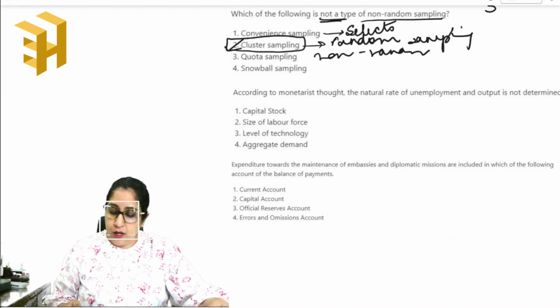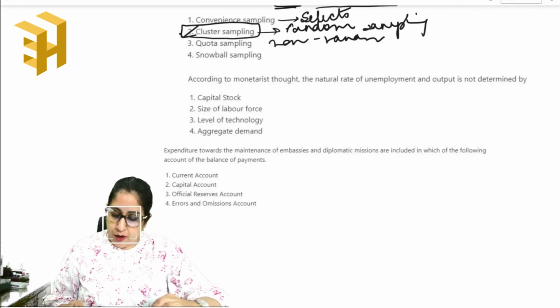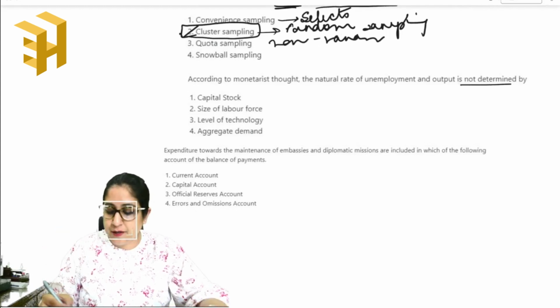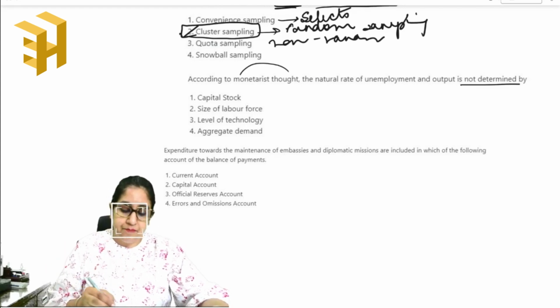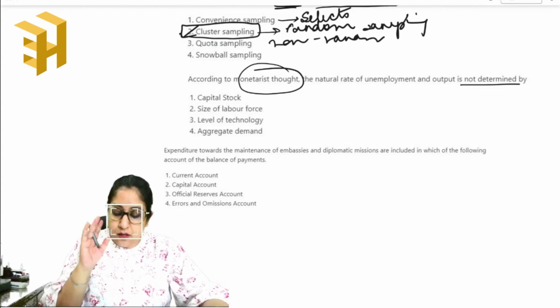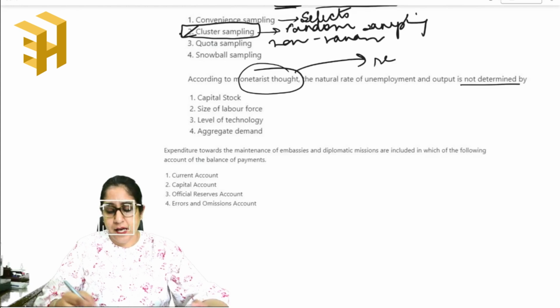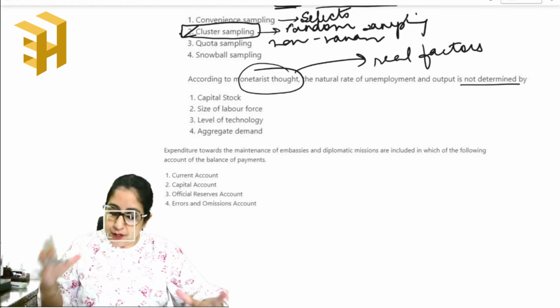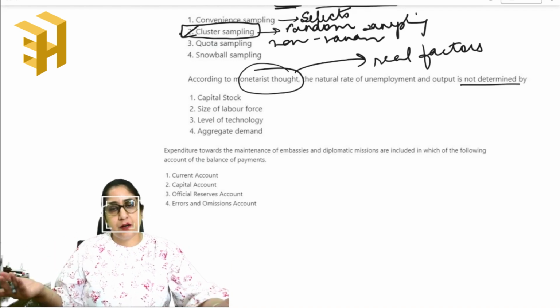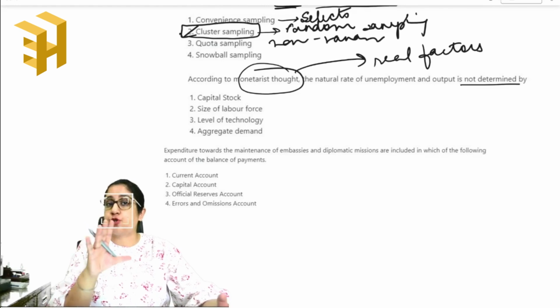Now, according to monetarist thought, the natural rate of unemployment and output is not determined by... The first thing you need to understand here is that according to this monetarist school of thought, the unemployment rate or the output rate, they are determined by real factors. Okay, so they are mainly influenced by the classical school of thought. So real factors like your labor market which is there, the technology which is there, and so on. So they are mainly based on real factors.